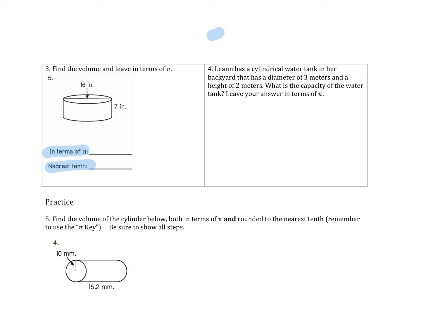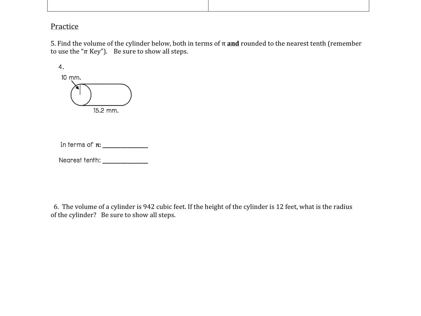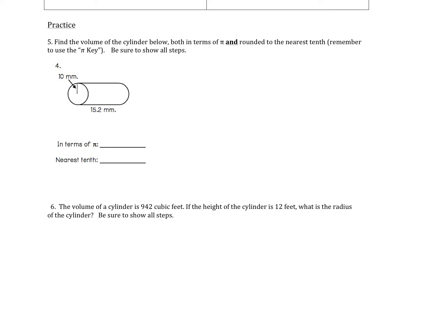So let's look at the final 2 problems, please. Number 5, it asks us to find the volume of the cylinder below, both in terms of pi and rounded to the nearest tenth, which means we're going to be using the pi key. Be sure to show all steps. So again, if you want to come in ready to go with the formula and substitution, this answer would be easy to get in terms of pi because we leave the symbol in the math. And if you want to wait till the calculator's handy to the nearest tenth, that's great.